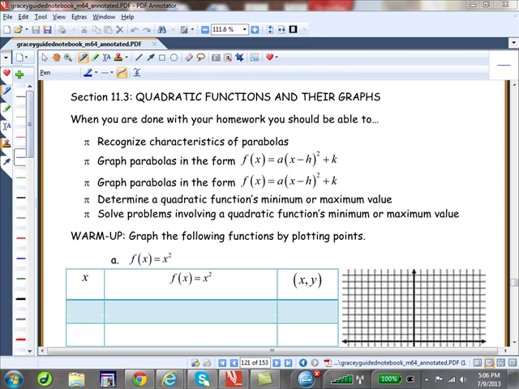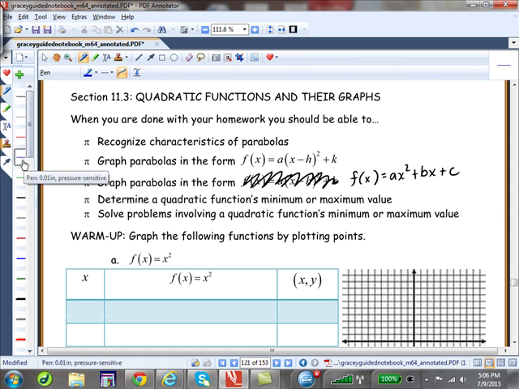So we'll be learning how to graph parabolas. Actually, sorry, my bad. We've got a typo here. We learn how to graph parabolas in that first format and then also in this format here. So we'll be working on both of them. We also will determine a quadratic function's minimum or maximum value. We can use that to solve application problems that are quadratic in form.